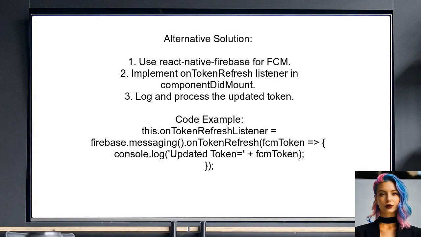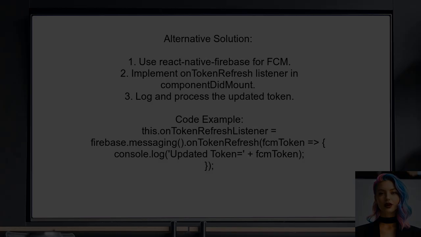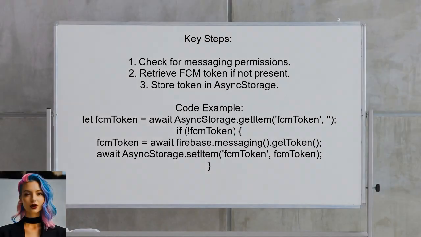An alternative approach shared by another user involves using the React Native Firebase library. They suggest implementing a token refresh listener in the component didMount method to handle token updates. This listener will log the updated token and can be used to process it as needed. Additionally, the user emphasizes checking for permissions and retrieving the FCM token if it doesn't already exist. They recommend storing the token in async storage for future use.